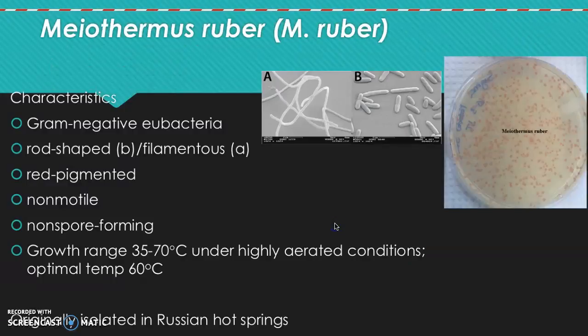To give a little bit of background on Meiothermus ruber, it is a gram-negative non-motile bacteria, and when in a well-fed environment, it is in a rod-shaped form, and it is in a filamentous form when in a stressful environment. M. ruber has a growth range from about 35 to 70 degrees Celsius, with an optimal growth of 60 degrees Celsius. The bacteria has been discovered and isolated in thermal regions of Russia, France, and China, but were first isolated within the hot springs in a city of Russia.